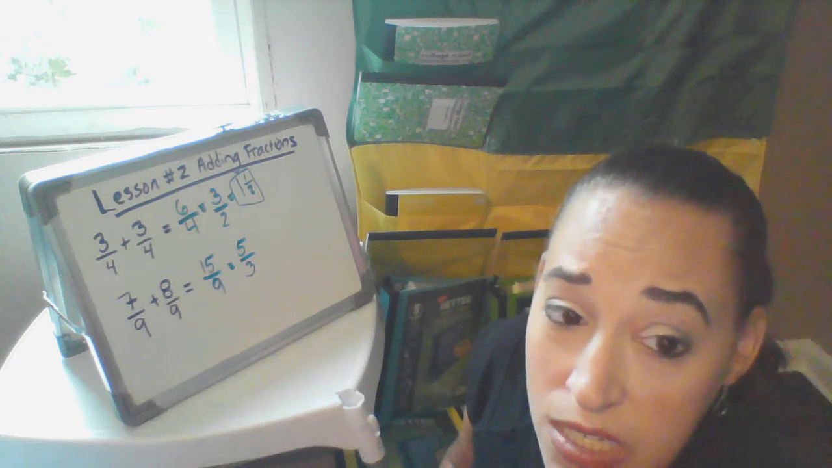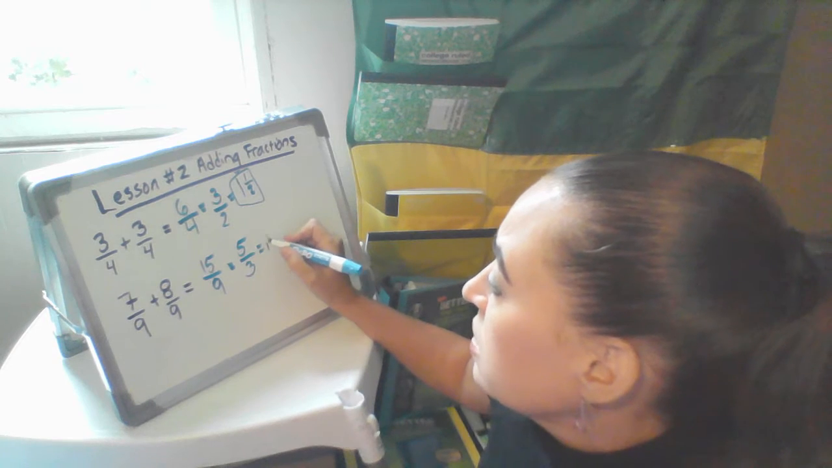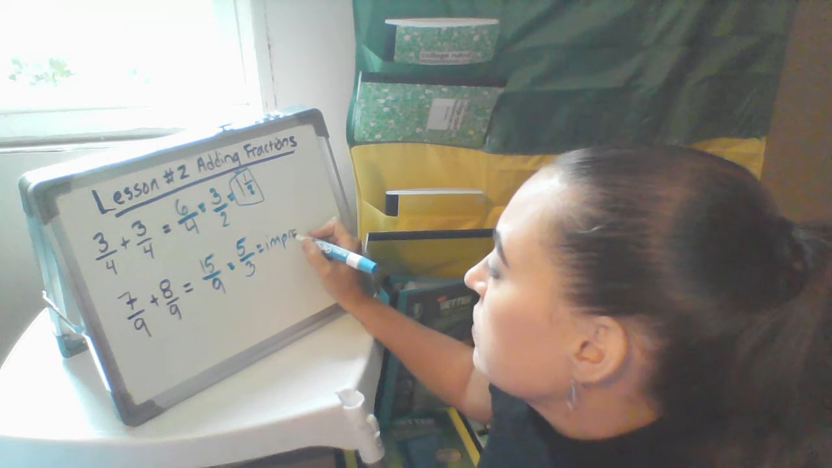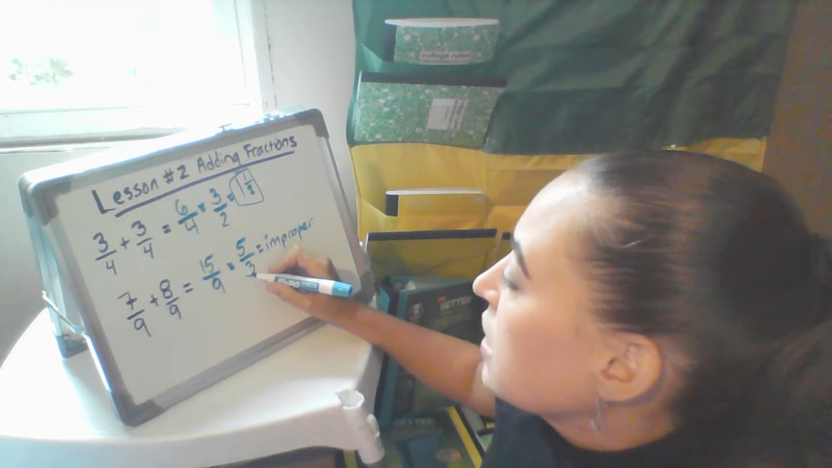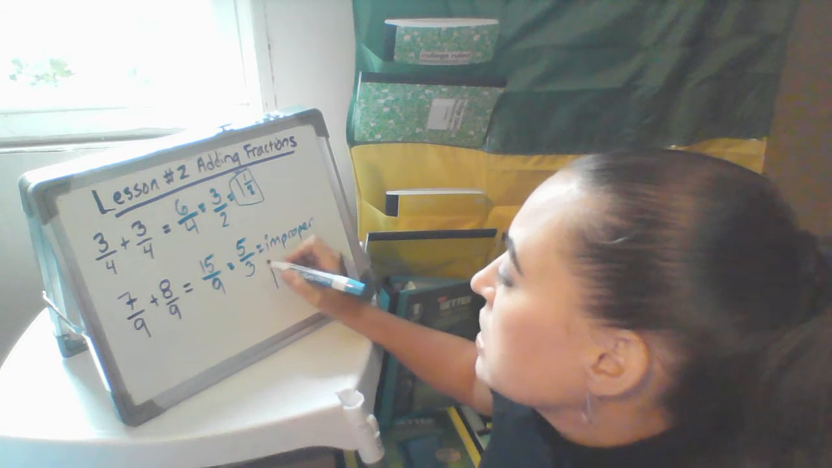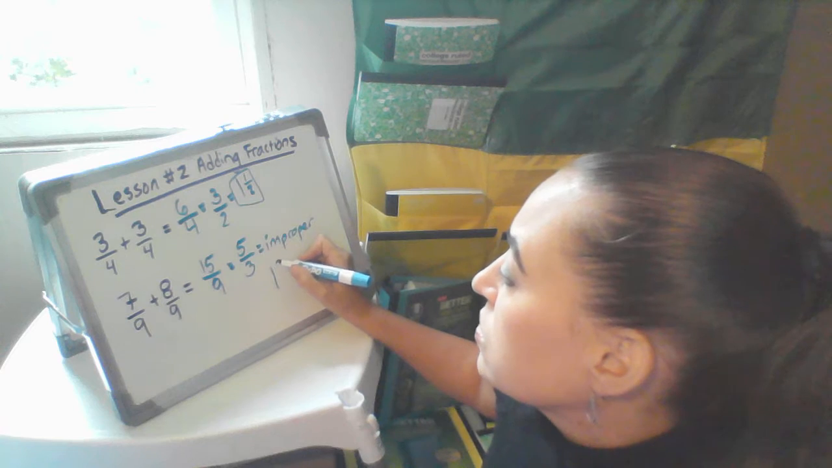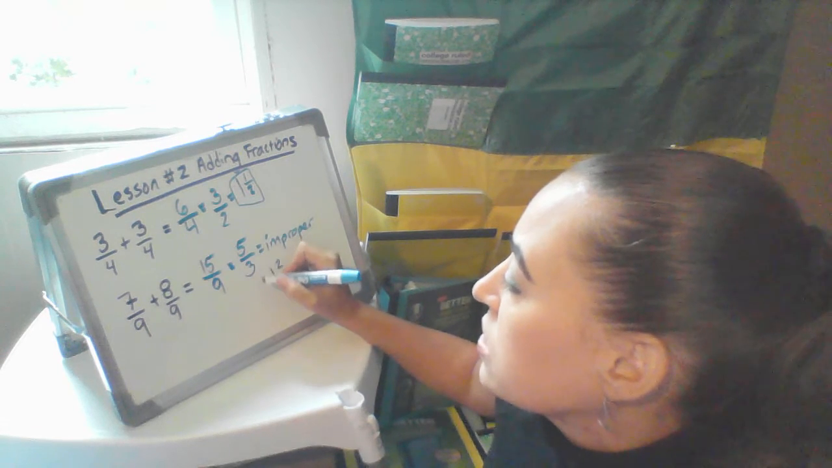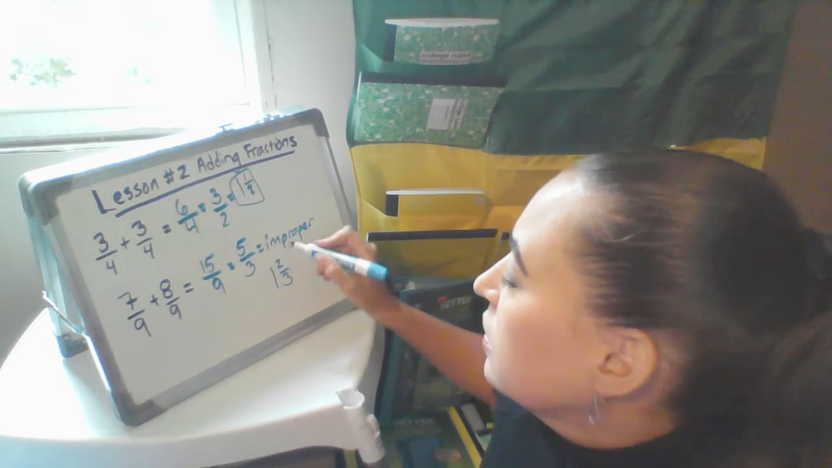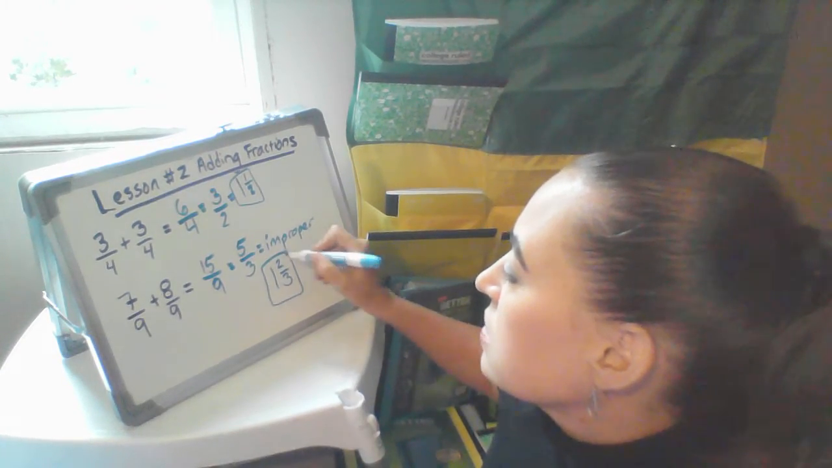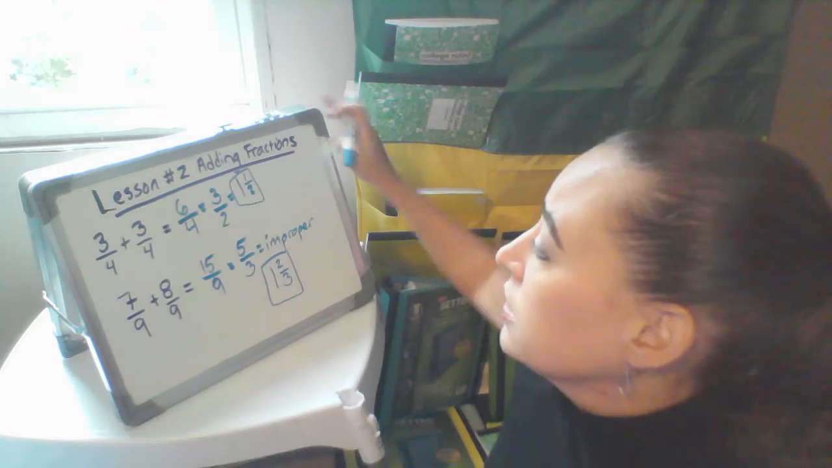Okay, and then again, this is considered an improper fraction, but for now, I'm just going to ask you to leave it as improper. But to turn it into a mixed number, you would say 3 goes into 5 one time. How many is left over? There's 2 left over, because 5 minus 3 is 2. And then you put it over your denominator of 3. And that would be your final answer. Okay?